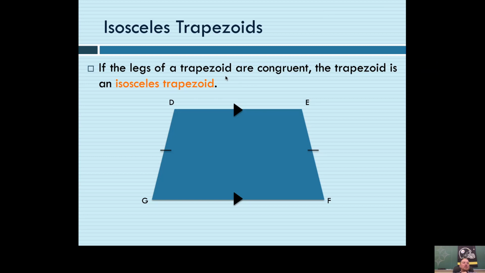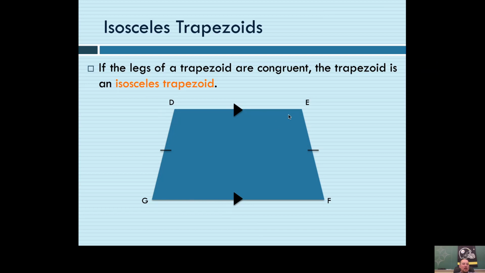This is a video for section 8.5. It's on isosceles trapezoids. So we know that trapezoids have one pair of parallel sides. Those are called the bases. The other sides that aren't parallel are called the legs. If the legs of a trapezoid are congruent, we're going to call this trapezoid an isosceles trapezoid.